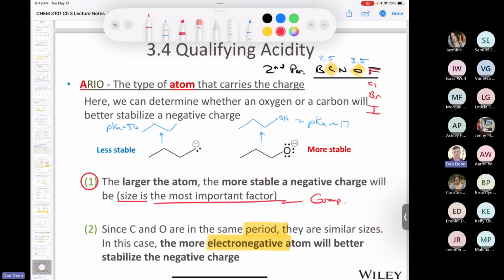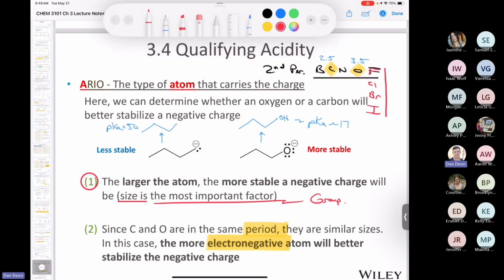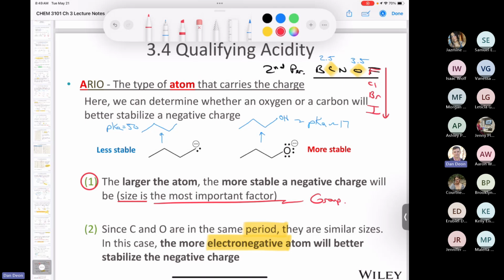So what does that mean? It means that HCl would be a stronger acid than HF. It means that HBr would be a stronger acid than HCl. Why is it? Because size increases, okay? So we'll put here larger and smaller. So the bigger the ion, the better it is at stabilizing negative charge.